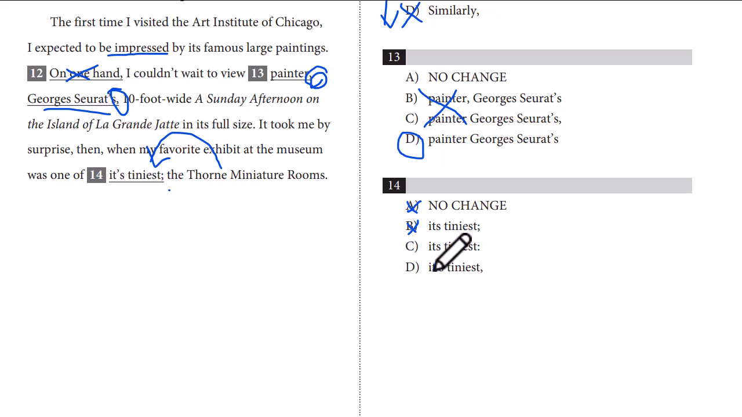Partly here because, well, really it's not going to be the apostrophe. It is tiniest room. It's possessive. It is possessing the tiniest. So it's not going to be D. It should be its, possessive, tiniest, colon. C will be the right answer there. So let's just read that one more time really quickly. It took me by surprise then when my favorite exhibit at the museum was one of its tiniest, colon, the Thorn miniature rooms. Yes, that's explaining what the tiniest was.